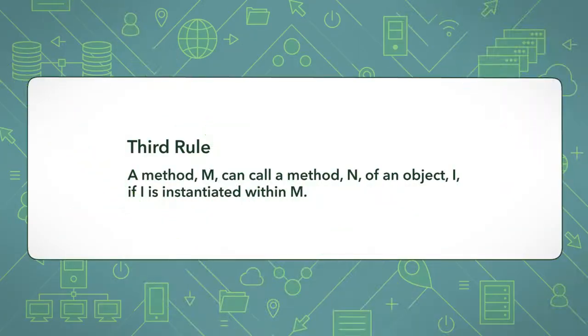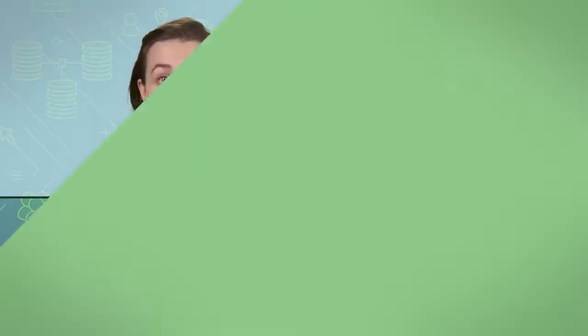The third rule of the law of Demeter is that a method, M, can call a method, N, of an object, I, if I is instantiated within M. This means that if a method makes a new object, then the method can use that new object's methods.